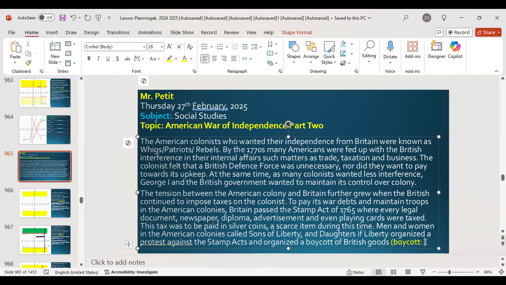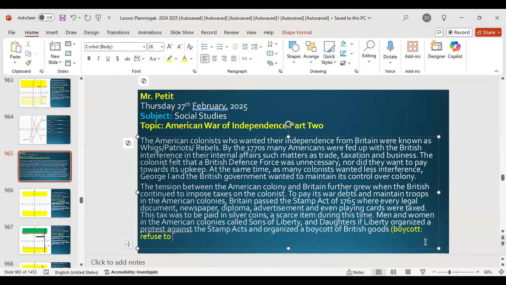That's what a boycott is. You understand that? So a boycott is when you refuse to buy. Mr. Petit, yes, I boycotted the Olympics. You boycotted the Olympics. Yeah, that's another thing where they boycotted the Olympics, right?